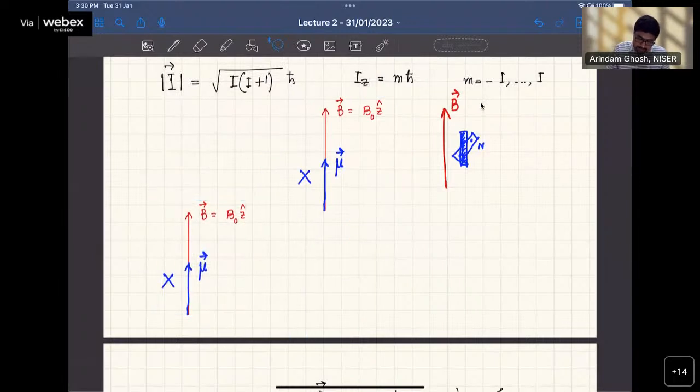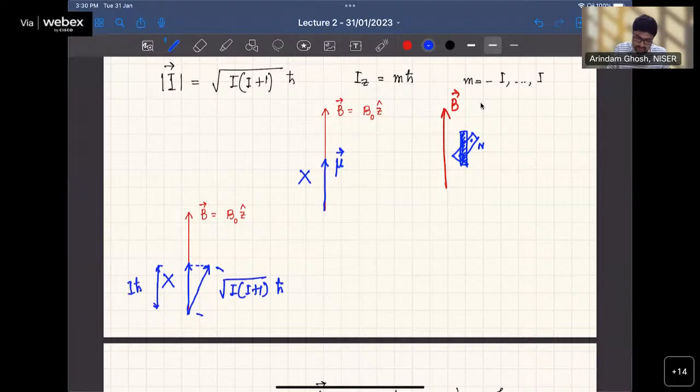Correct? So this will not happen. Instead, it is going to take an angular direction, right? Because if it is an angular direction, then this length is root over I into I plus 1 H cross, whereas in this direction, the length at maximum can be IH cross, right? And therefore the angle is always going to be more than 0, correct? It will never align. So quantum mechanics doesn't allow it to align completely with the magnetic field.